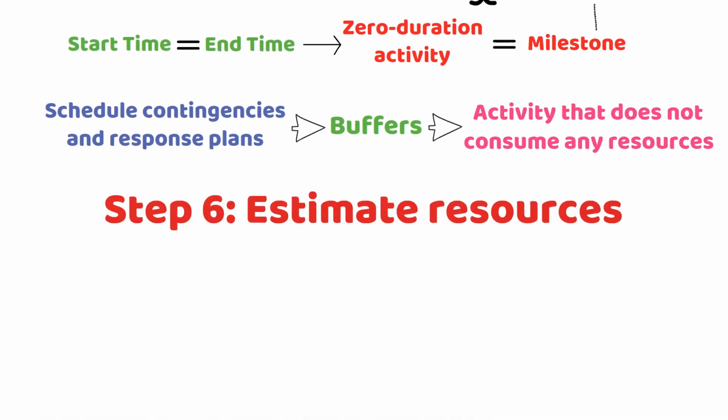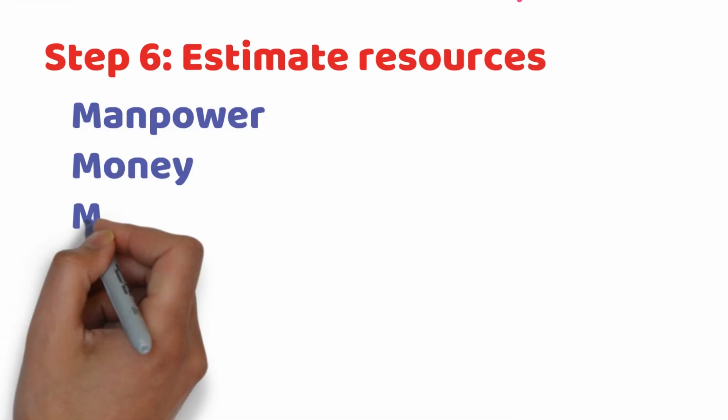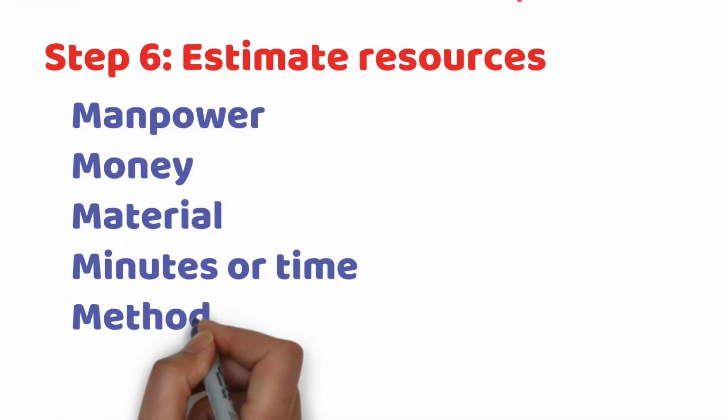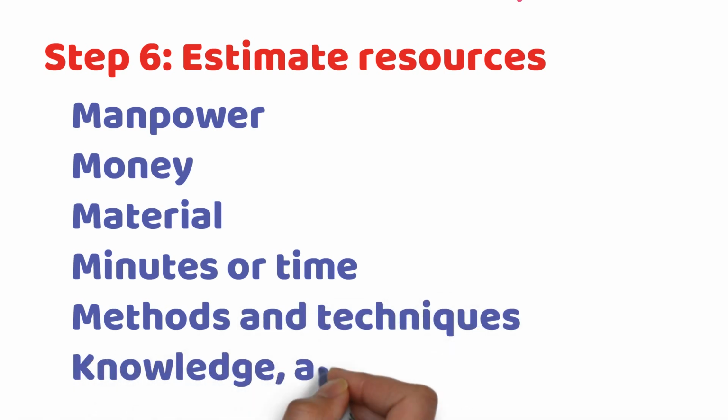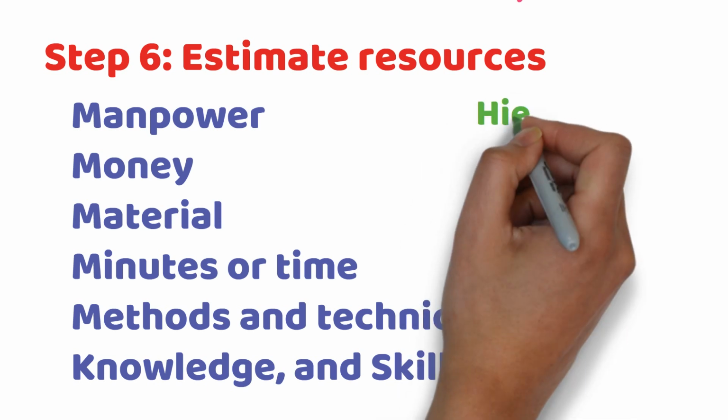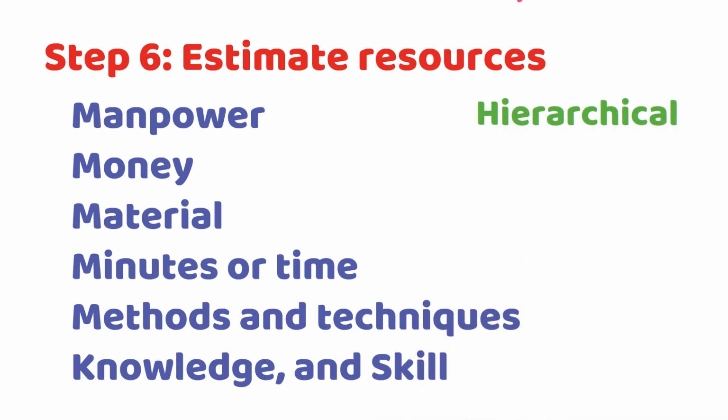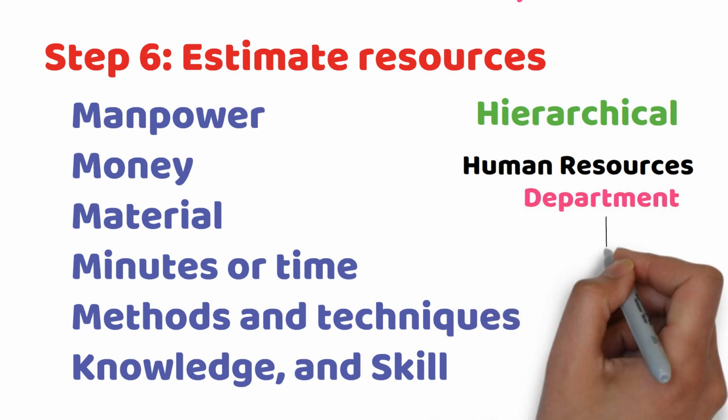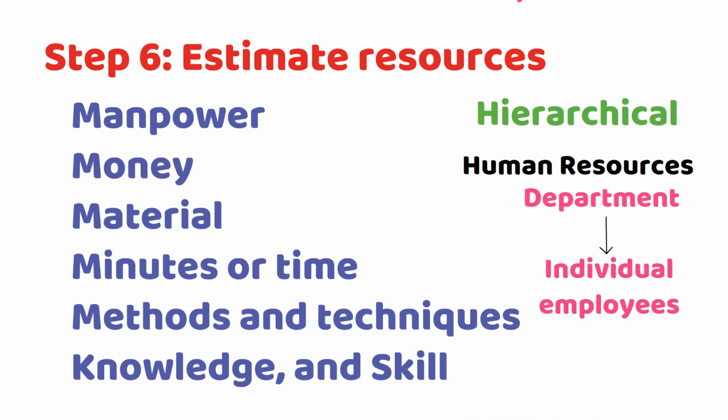Step 6. Estimate resources. A resource is a means which will be consumed for completion of the activity. Resources can be manpower, money, material, minutes or time, methods and techniques, knowledge and skill. Just like activities, the resources are also hierarchical in nature. For example, suppose resources are human resources or people. In that case, the parent resource is a department, while the child resources are the individual employees.